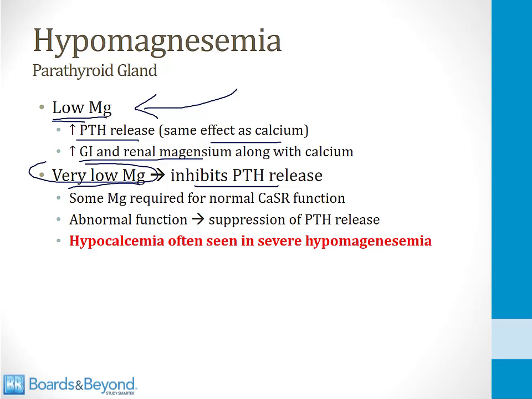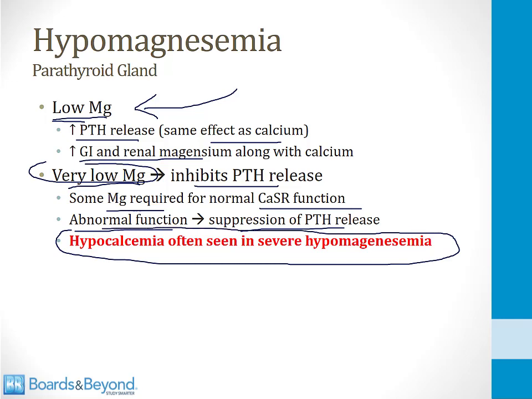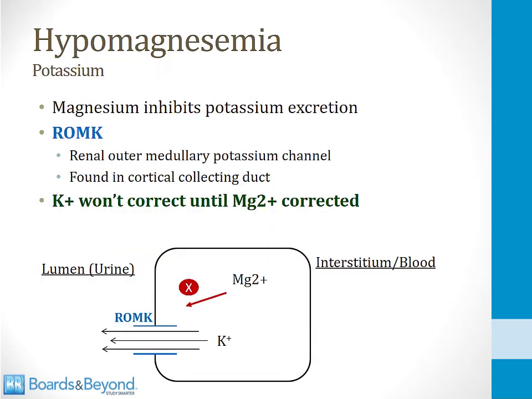The reason this occurs is because some magnesium is required for normal functioning of the calcium receptor in the parathyroid gland. I talk about this in more detail in the endocrine video on the parathyroid gland. When this happens, there's abnormal function of this calcium receptor, and that leads to suppression of parathyroid hormone release. So for this reason, hypocalcemia is often seen in severe cases of hypomagnesemia, and it is very high yield to remember this. Patients with hypomagnesemia also classically develop hypokalemia.